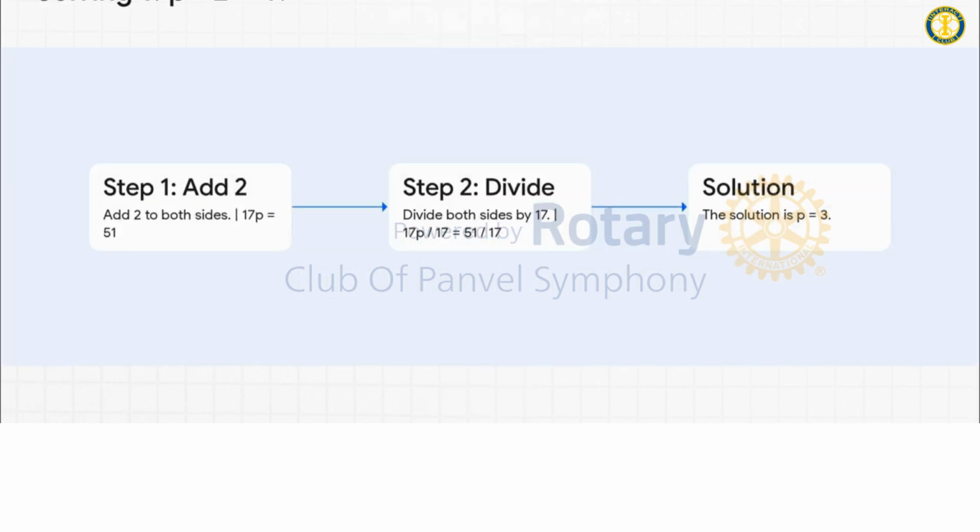If you were thinking, get rid of that minus 2 first, you are absolutely right. We add 2 to both sides of the scale, which leaves us with 17p equals 51. Okay, now p is being multiplied by 17. To undo that, we do the opposite. We divide. And to keep it balanced, we divide both sides by 17. And that gives us our final solution, p equals 3. See? It's just a couple of simple, balanced steps.